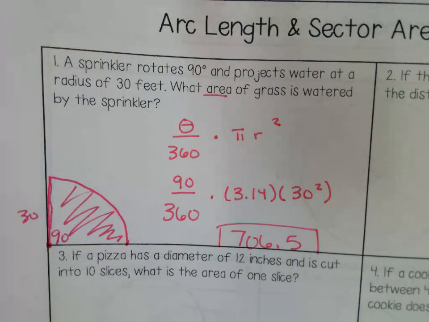How'd you do on your calculator? I did 90 divided by 360 times 3.14 times 30 squared. You can put it in as a fraction, but it's probably going to give you a fractional answer. So I would just put it in as division and then let it give me my decimal answer.